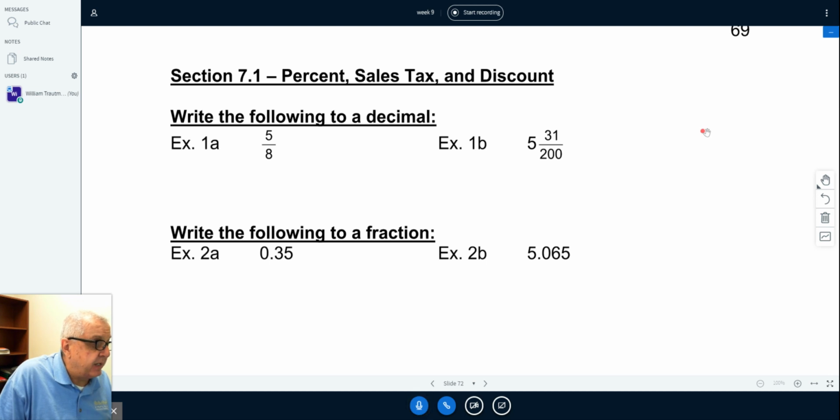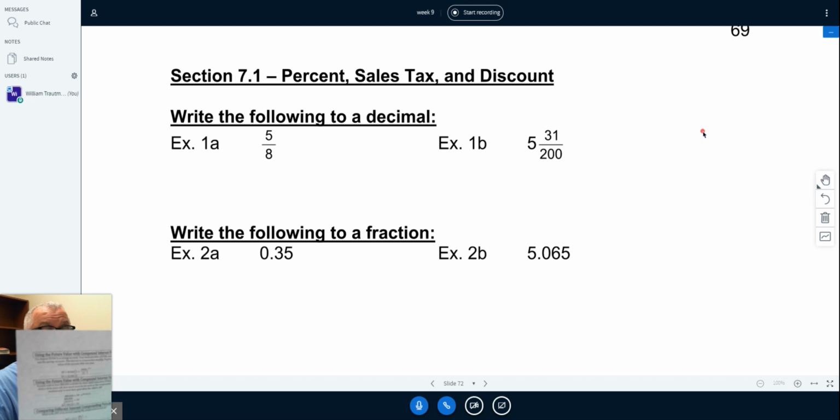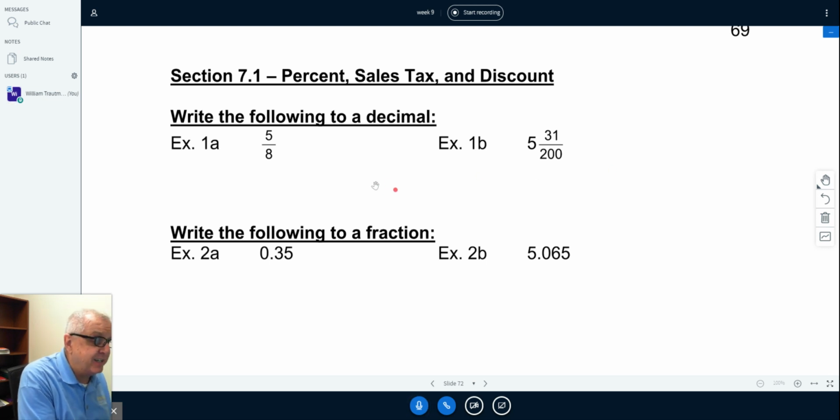First, write the following as a decimal. And you can actually look at your formula sheet. It says change fractions to a percent, and then it says change a decimal to a percent. Where does it say change a fraction to a decimal? It actually doesn't. So, in order to change a fraction to a decimal, you just put it in your calculator.